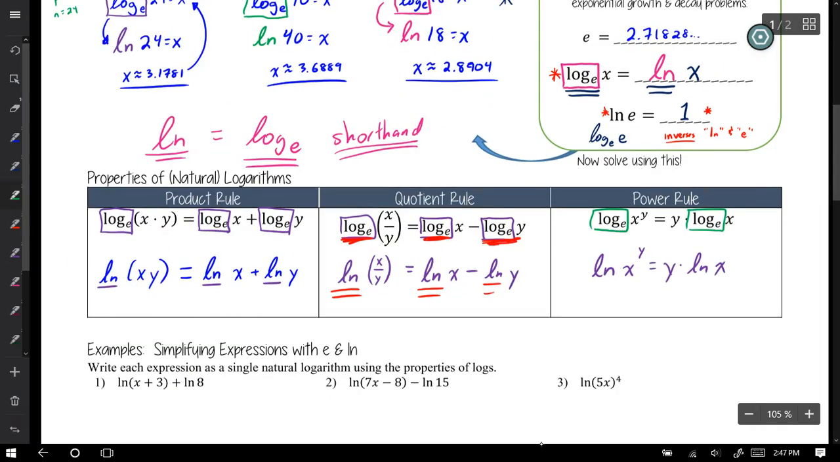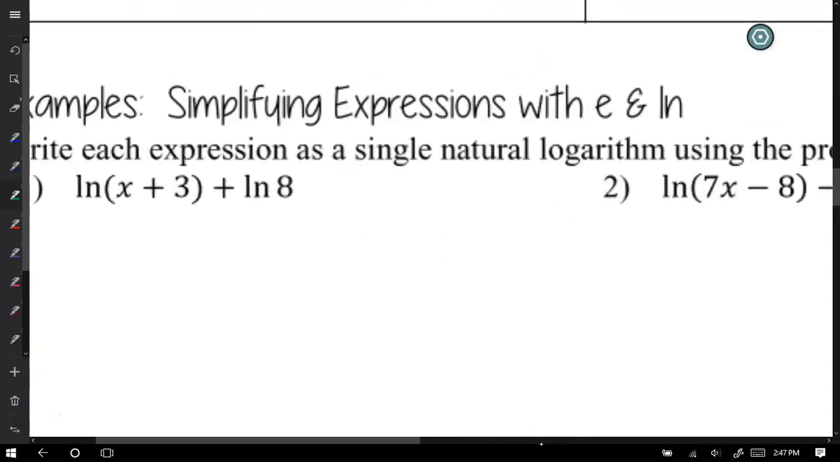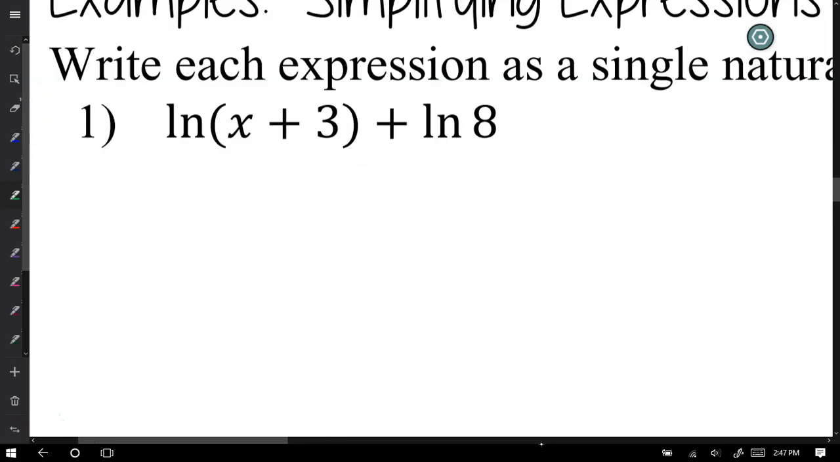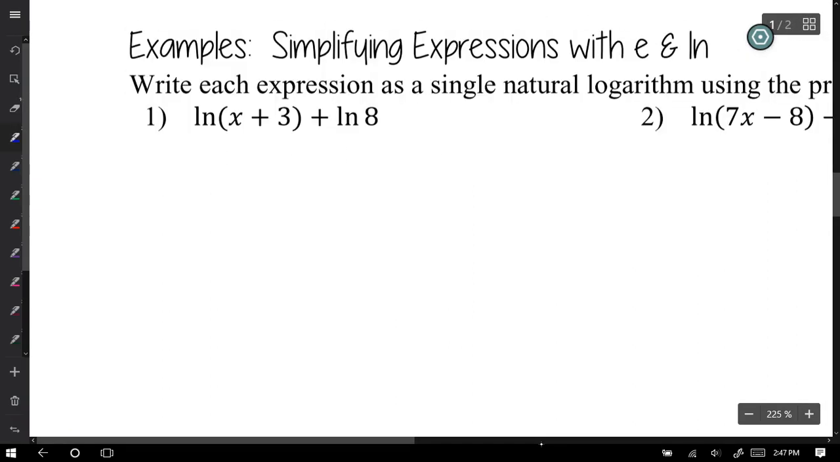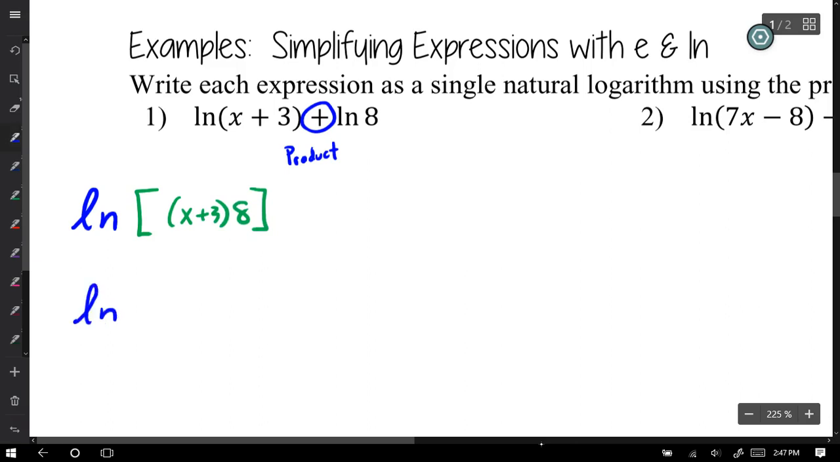So let's try it out. I want to write each expression as a single logarithm using the properties of logs. So I can do this. I can remember my properties of logs. We can do it two ways. I'll do it in blue and green. Again, we are adding, which means I'm doing my product rule. And if I'm not afraid of ln, I can just write ln, and I am going to multiply my x plus 3 and my 8 together. And that's going to give me natural log of 8x plus 24.